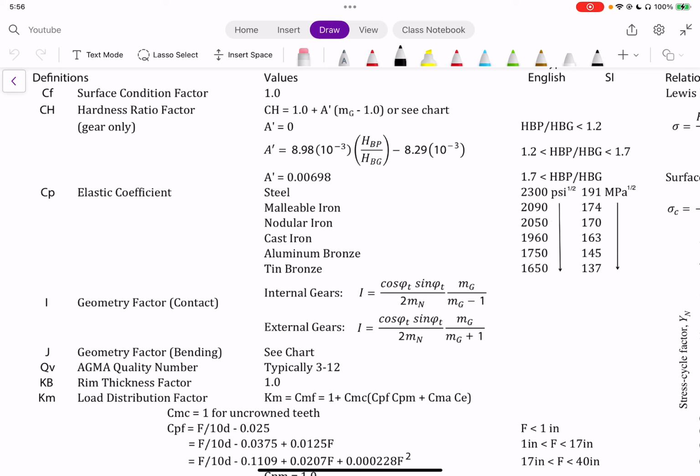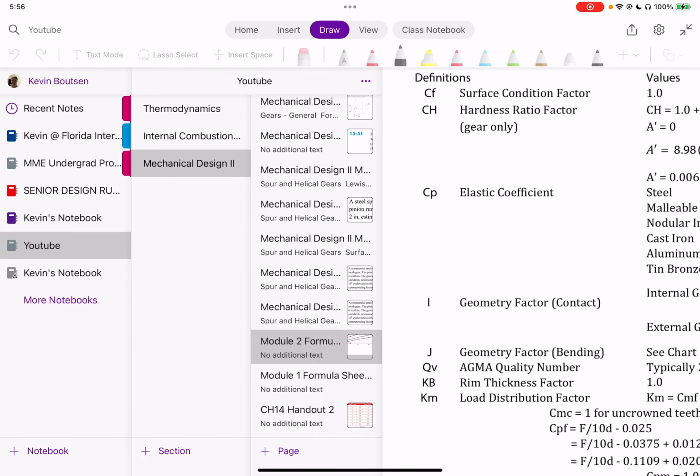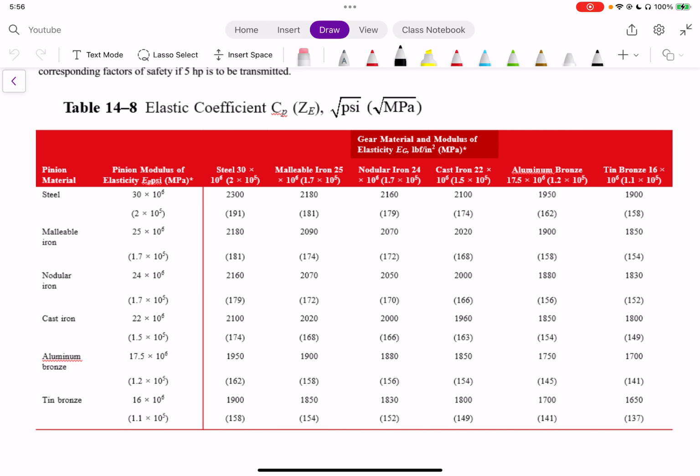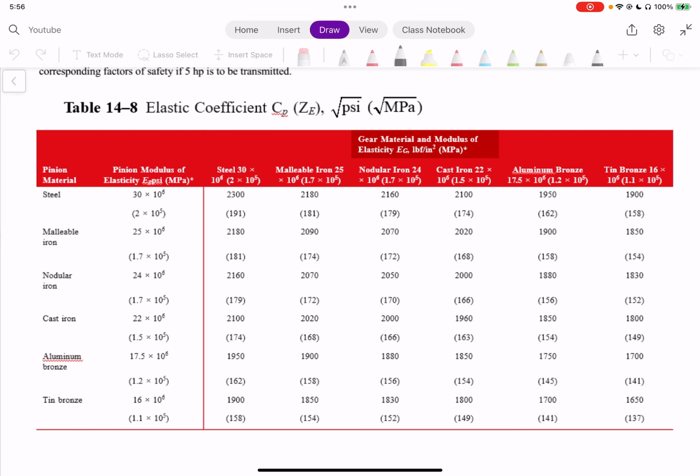Now remember that if you have two different materials meshing together, then you would have a slightly different way of finding CP. You could find CP through the handout and use table 14.8 in order to solve for CP.